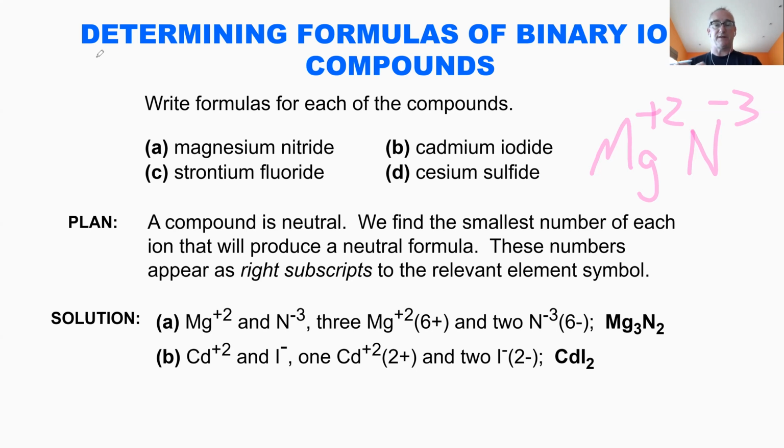Here's one that should be a little easier. Strontium fluoride. Strontium is a little more straightforward. What group is strontium in? 2. So what's going to be the charge on strontium? +2. And since it's combined with fluoride ion, what's the charge on fluoride? -1. Yeah, it's always going to be -1.